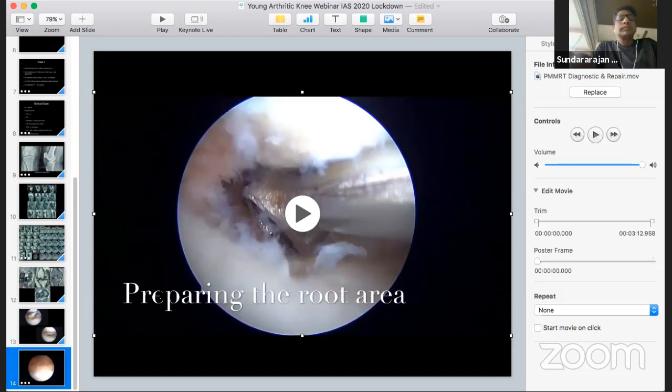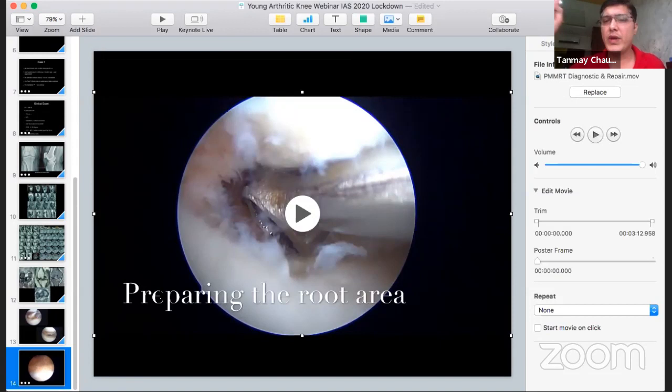So you won't go with an HTO along with the root repair? If it is more than grade 3, then yes. If it is less than that, 2 or 3 degrees, I won't do an osteotomy in this patient because she didn't have any previous pain before. Only this traumatic event increased the pain. Even if she has the same 2 or 3 degrees of varus bilaterally, I would do only root repair. So fine.